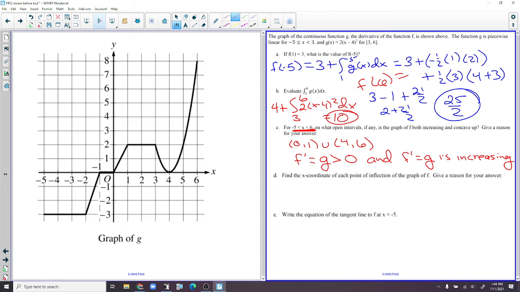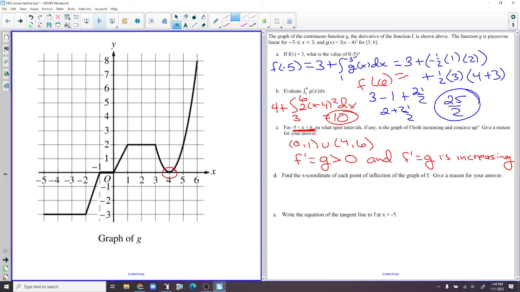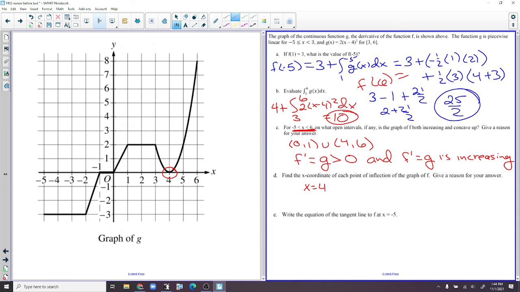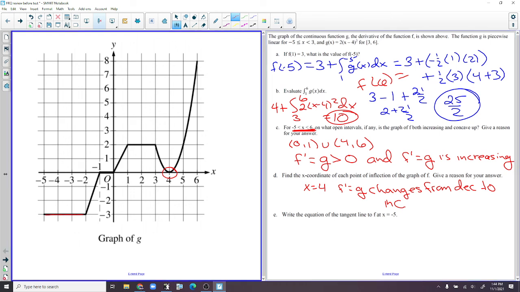So 0 to a negative, negative to a 0, 0 to a positive, that is not considered changing signs. So the only place where the second derivative changes signs, where the first derivative goes from decreasing to increasing, is 4. That's the only place where we have a point of inflection. So x equals 4, because f prime equal to g changes from decreasing to increasing, which means the second derivative is really changing signs there. So the question was, is 0 to a positive slope changing signs? It's not. It means it acquires a sign.